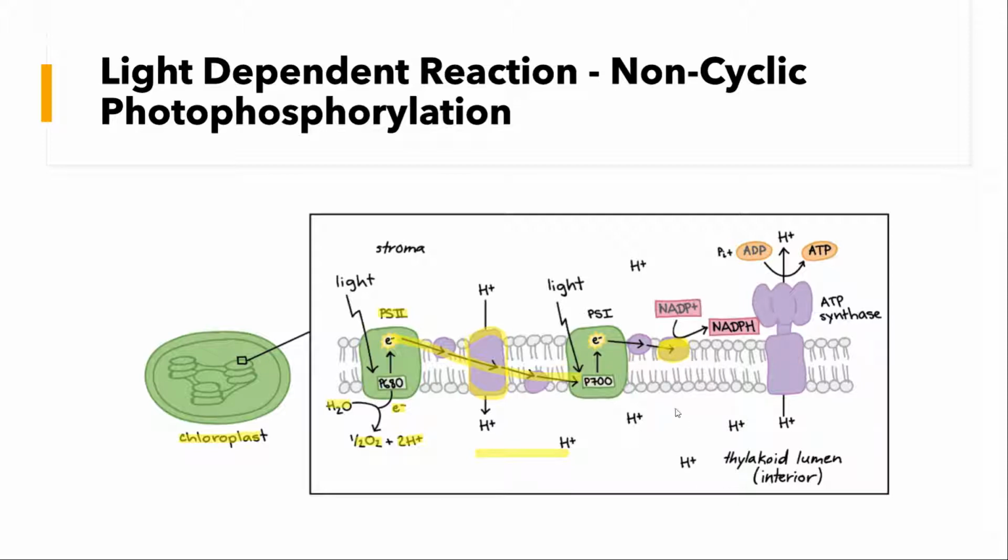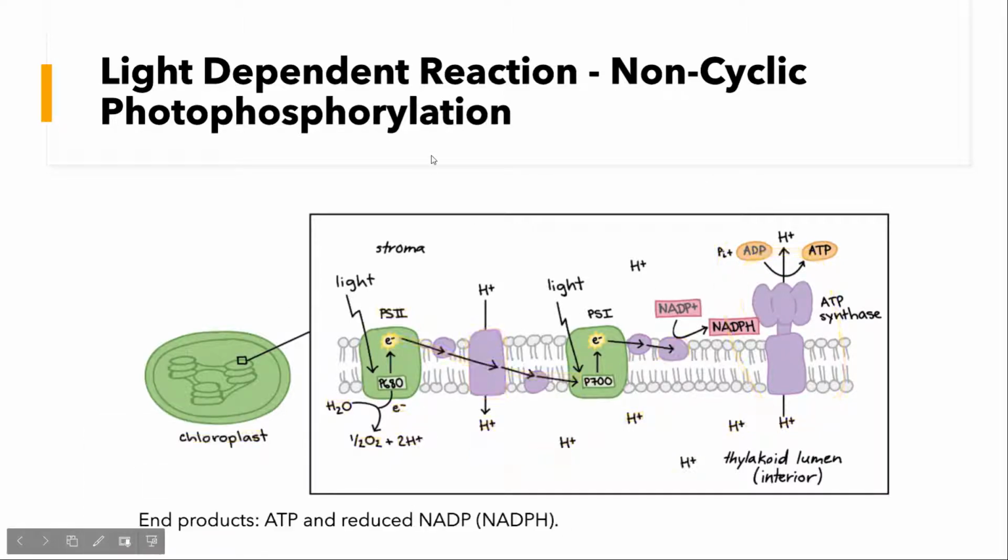reductase. This is a place where NADP plus gets reduced to NADPH. And then since we build up all the hydrogen ions over here, so the concentration is really high, it's going to go through this thing called ATP synthase, which as it goes through, ADP and inorganic phosphate will combine and form ATP. The energy comes from the hydrogen ions flowing down the concentration gradient, and this energy is kinetic energy because it's flowing. So this process is called chemiosmosis. And then our end products are ATP and reduced NADP, which is the same as NADPH.